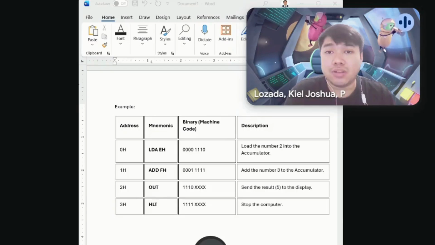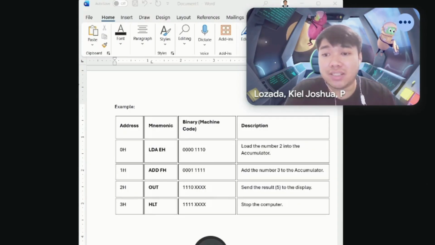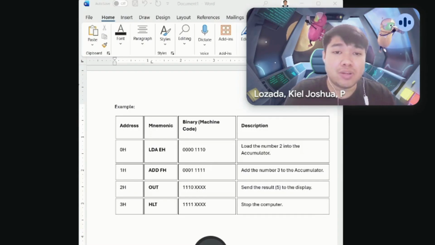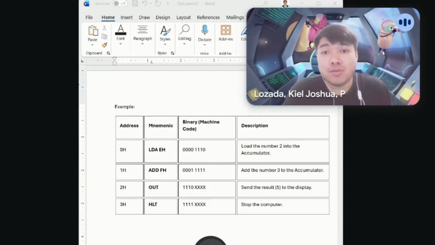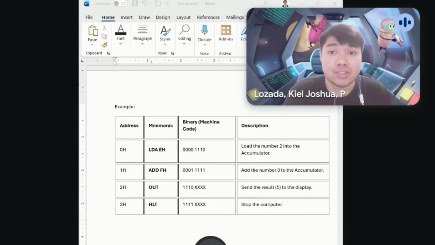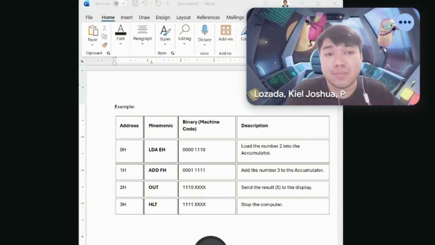So in this example, we will assume that the number 2 is stored in memory address EH and the number 3 is stored in memory address FH. So how does the computer execute this? We will use the fetch cycle for every instruction above. The SUB instruction first goes through a fetch, where the address is sent to the memory, and the instruction, like the 2E, is pulled into the instruction register.